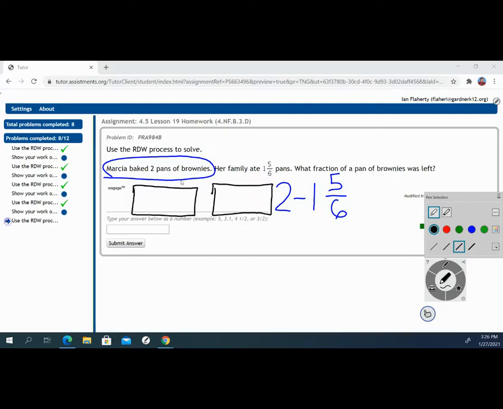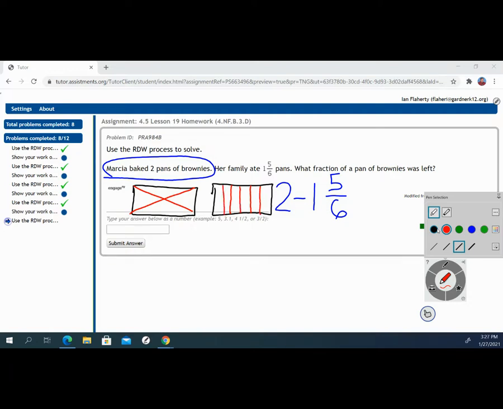Okay, there's my 2 pans of brownies. Her family is going to eat 1 entire pan. I don't even have to mark that up then. I'm just going to X out the entire pan. And then they ate 5/6 of this one. 6 is a little trickier, and you chop the whole thing into thirds. Then you cut each third in half to get 6.